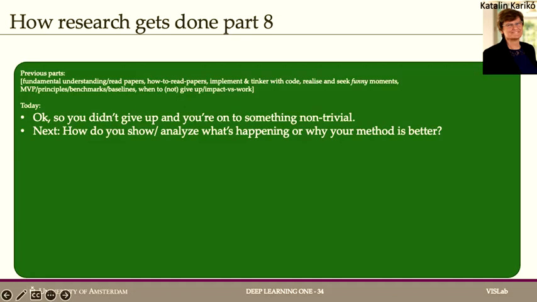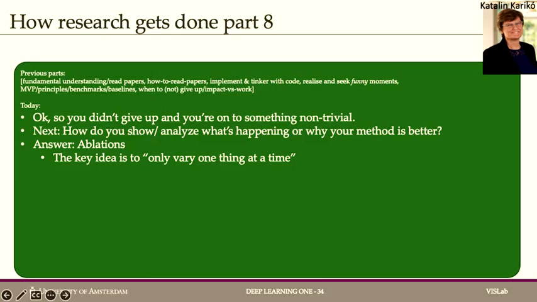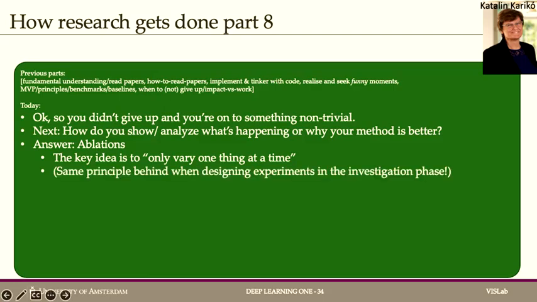So now how can you show that indeed what you're doing is meaningful, is better, or how do you understand that? How do you understand what's happening? And the one important answer to this in deep learning or in machine learning is typically what is called ablations. The key idea here is that you only vary one thing at a time.